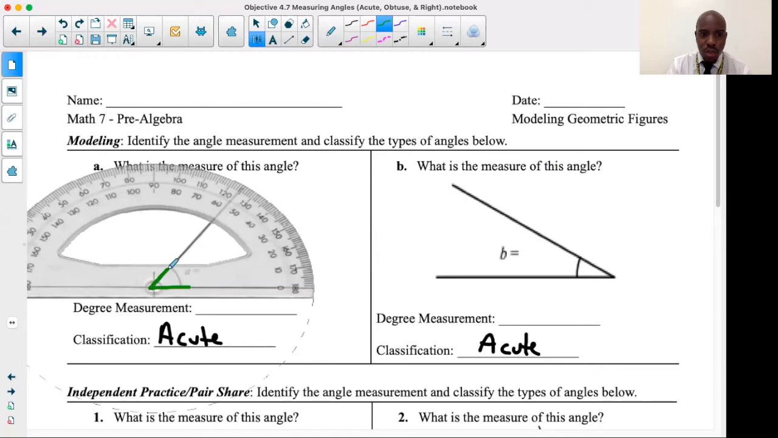If you need to trace over it, or in your case, students, just draw an extension of that angle so you can see it and be able to count exactly where it's at, that's okay. You can do that as well. Notice that on my protractor, like I said, there's numbers that start at 0, and then there's numbers that start at 180. Whenever you start to count, you need to make sure you're starting at 0.